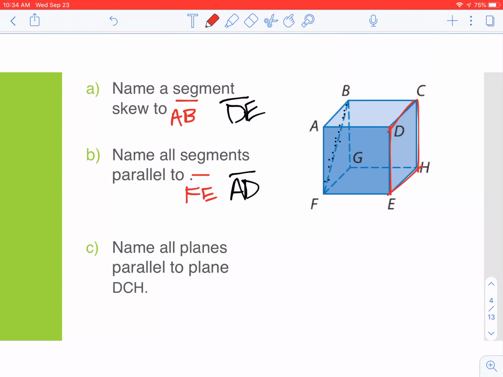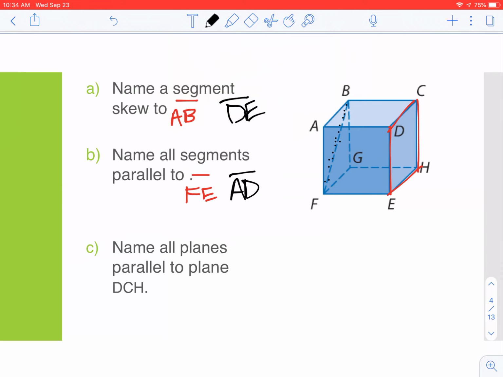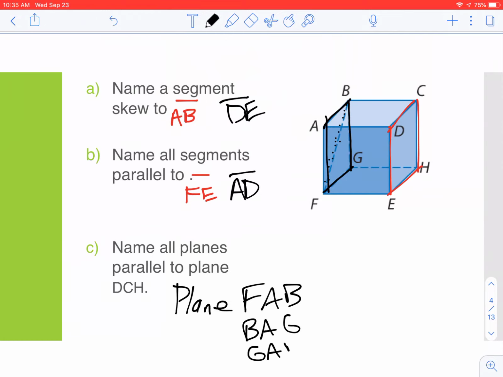And really, there is only one plane that's parallel. And that plane, all I'm going to do is outline it with my pen here, and we're going to call it plane FAB, plane fab, because it's fabulous. All right. You could also name it plane BAG, plane GAB. Just being funny there. All right. So that's how we do those vocab words.